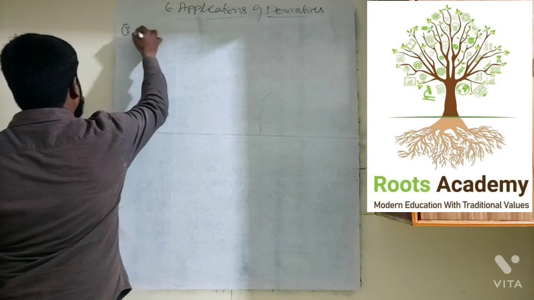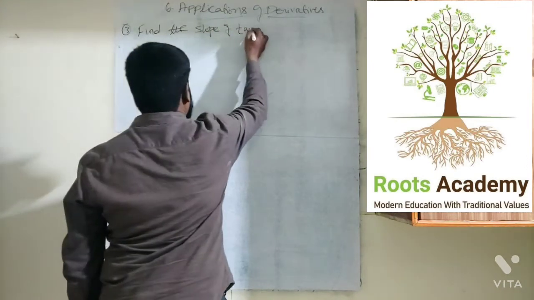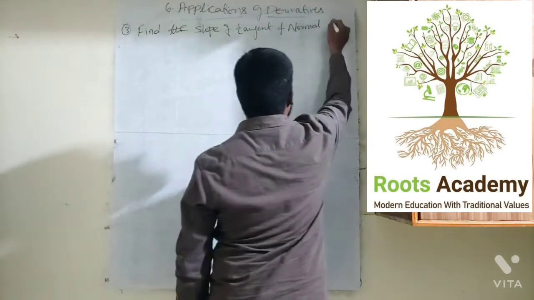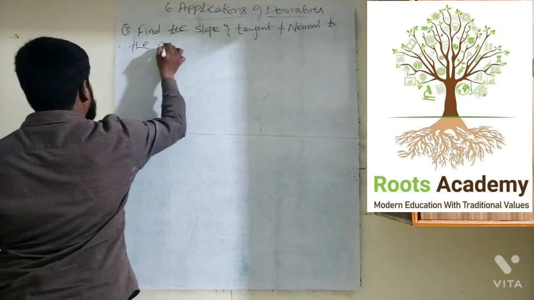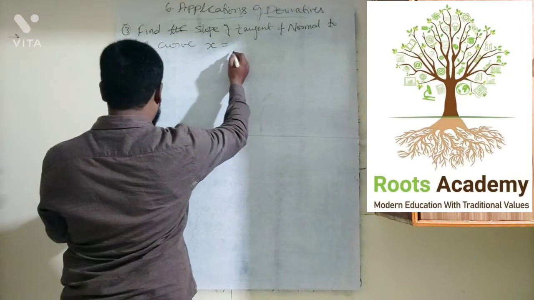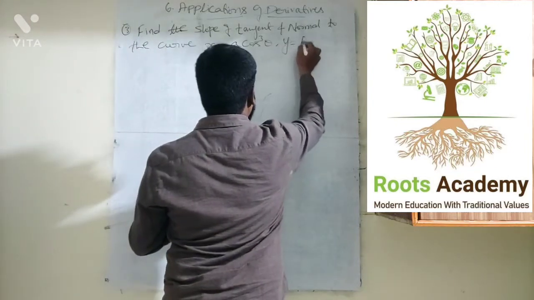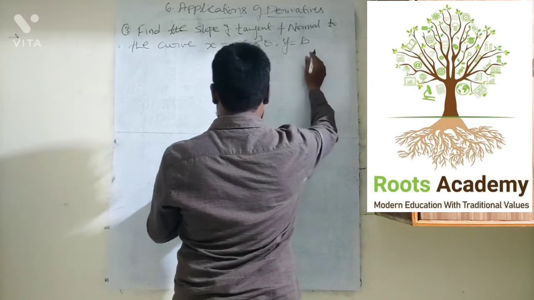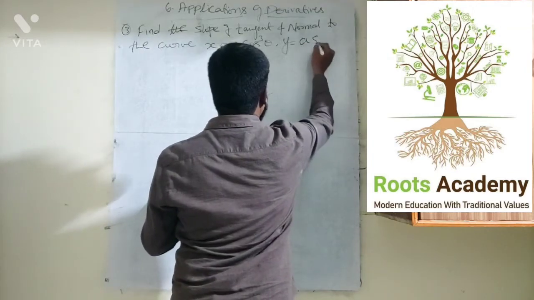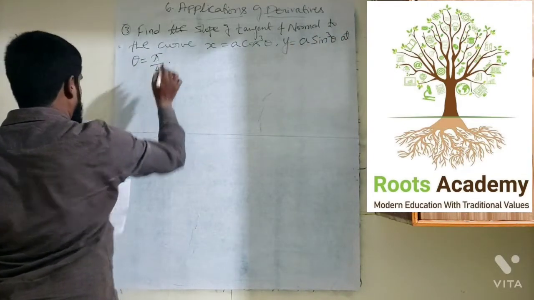Next question. Find the slope of tangent and normal to the curve x is equals to a cos cube theta and y is equal to a sin cube theta at theta is equals to pi by 4.